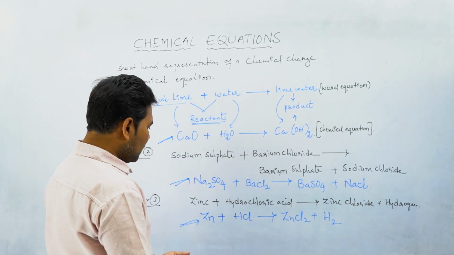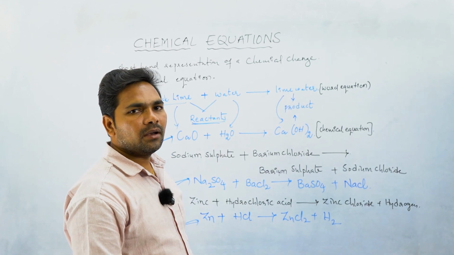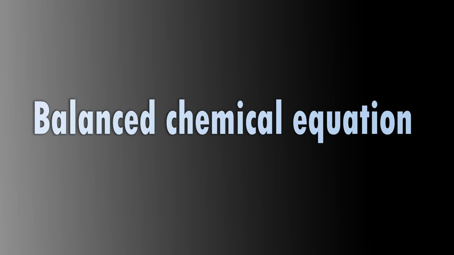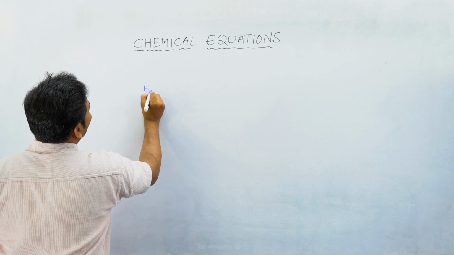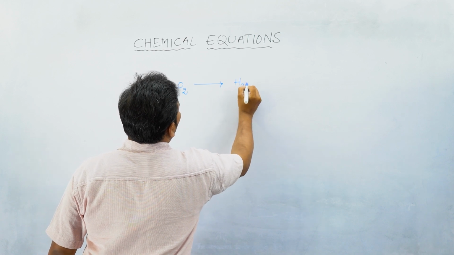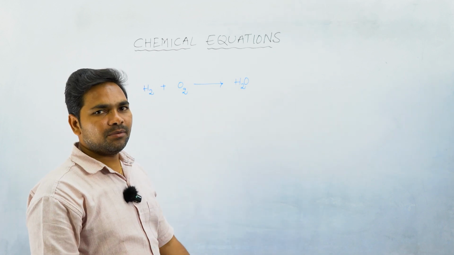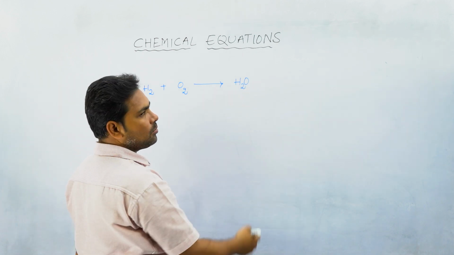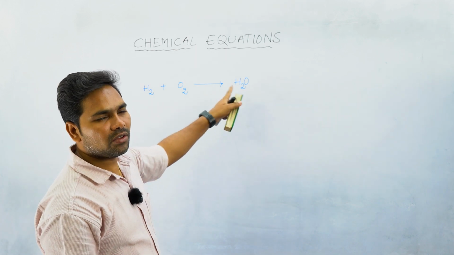Now we have learned how to write a chemical equation, but now let's see how to balance a chemical equation. Let me take an example of a chemical equation again, where hydrogen reacts with oxygen to produce water. This reaction doesn't take place at ordinary conditions. It needs extreme conditions of temperature and pressure, right? Where hydrogen gas and oxygen gas react with each other to produce water. This is a chemical equation representing the production of water from hydrogen and oxygen.